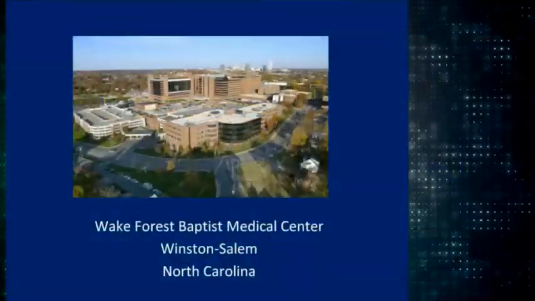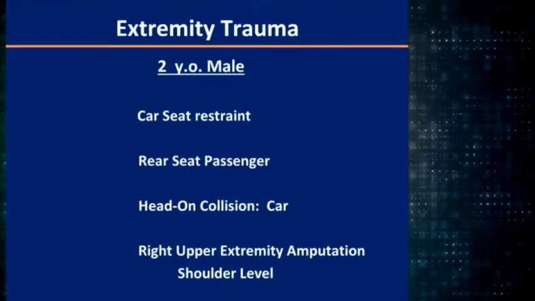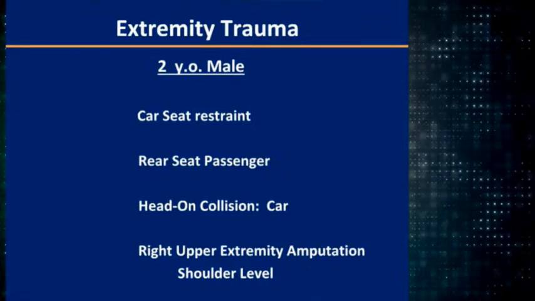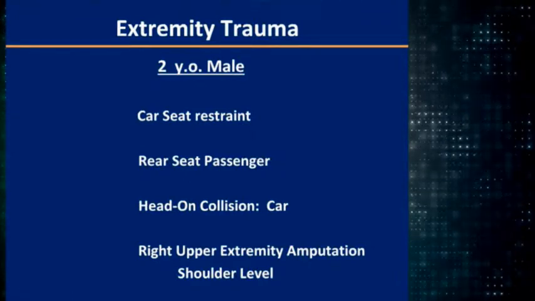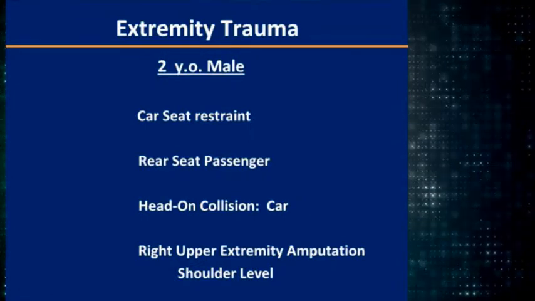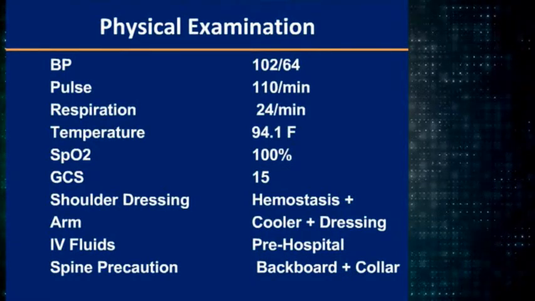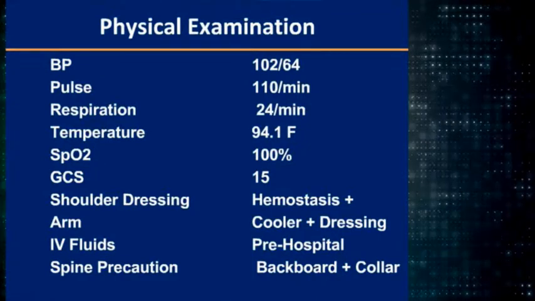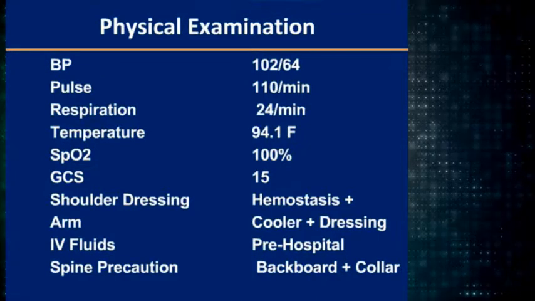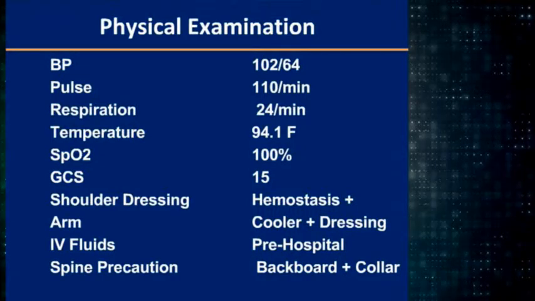So thanks to all of our esteemed panelists. This is an interesting case that we had a few months ago. It's a 2-year-old boy who was in a car seat and restrained, but was involved in a head-on motor vehicle crash and was noted at the scene to have an amputation of his right upper extremity at the level of his shoulder. He was extricated and brought by helicopter here to the trauma bay. He was in reasonable shape, but certainly had some hemorrhagic shock. His temperature was low.